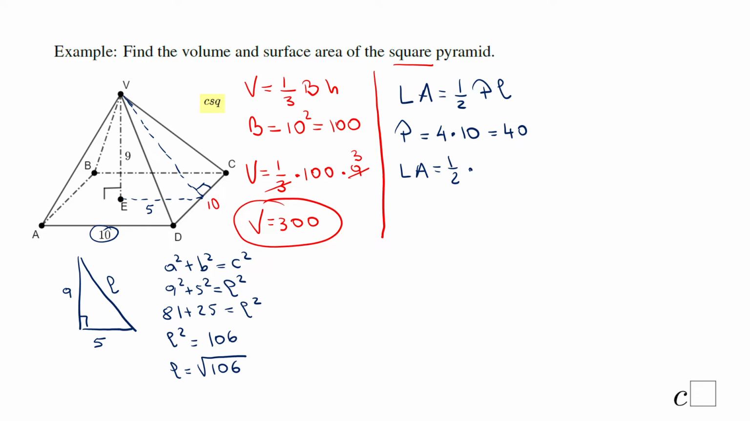And I'm going to go back and do the lateral area now. 1/2 times the perimeter, which is 40, times the slant height, square root of 106. If you notice now, we can simplify like this, and the final answer for the lateral area, those 4 triangles, 4 faces, it's 20 square root of 106.